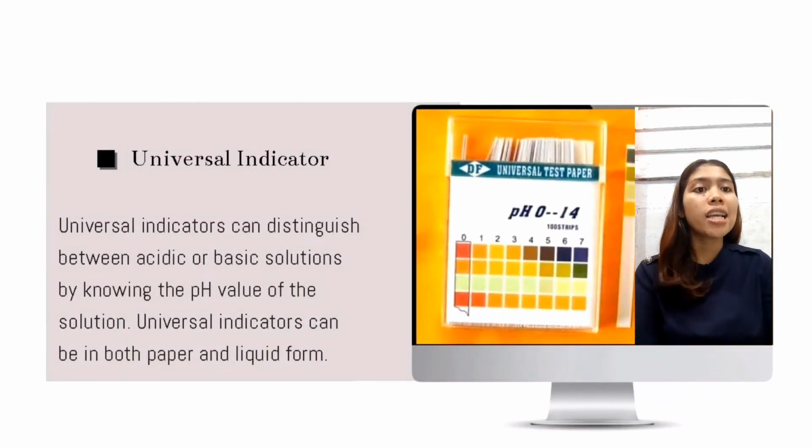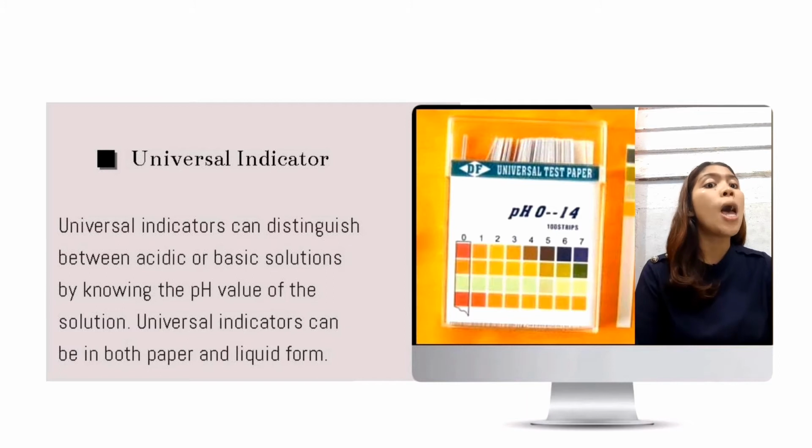Next, it's about universal indicator. Universal indicator can distinguish between acidic or basic solution by knowing the pH value of the solution. Universal indicators can be in both vapor or liquid form.